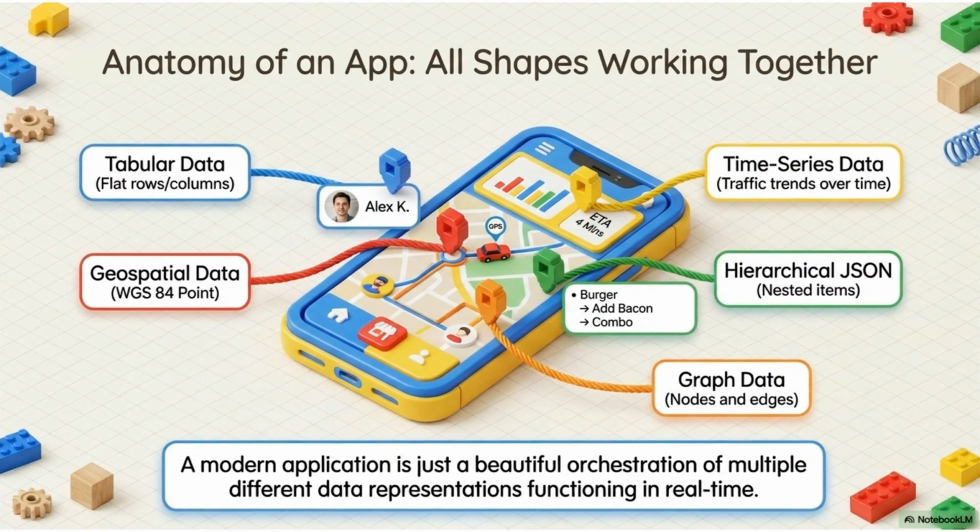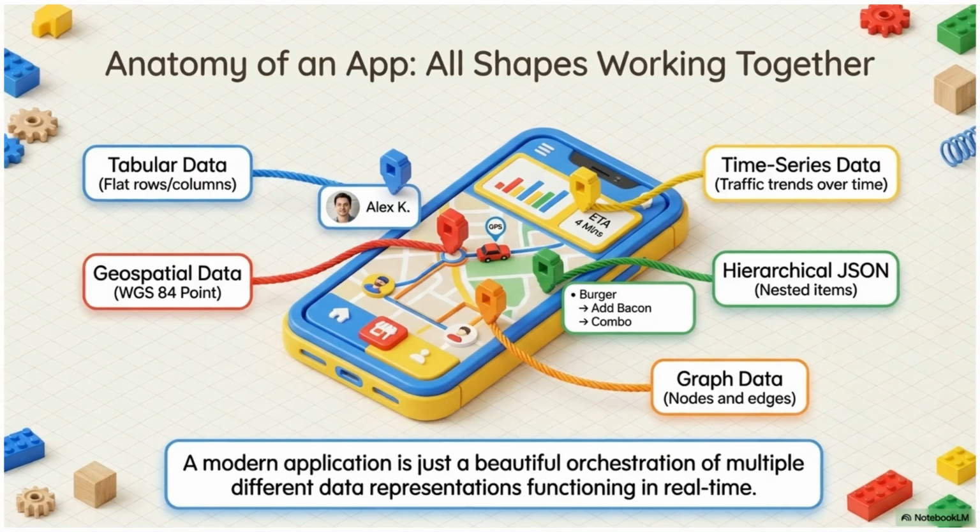A modern application is an orchestration of these data shapes working together in real time. For instance, a delivery app uses tabular data for user info, time series for traffic, hierarchical JSON for orders, geospatial data for location, and graph data for routing.